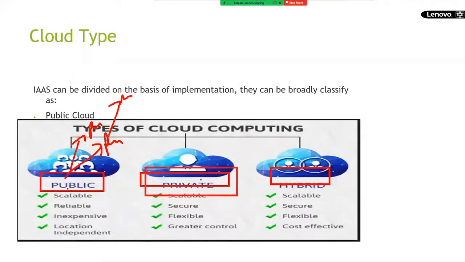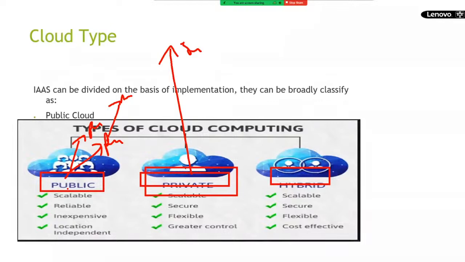Private means the services can be accessed within the corporate network. For example, you go to the TCS office and connect to the TCS network. While you are in TCS premises, you are able to access all the information. Once you come out of that network, you will not be able to access anything, right? That is what private cloud is.